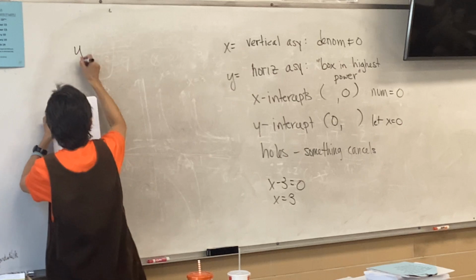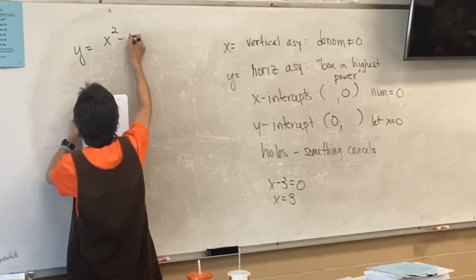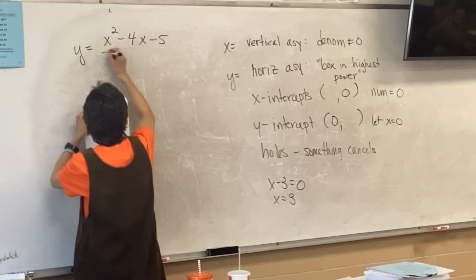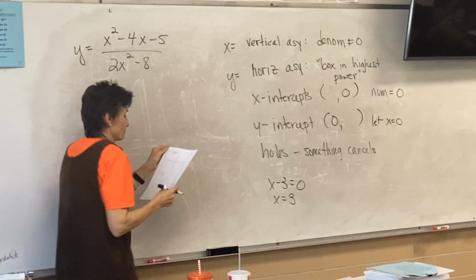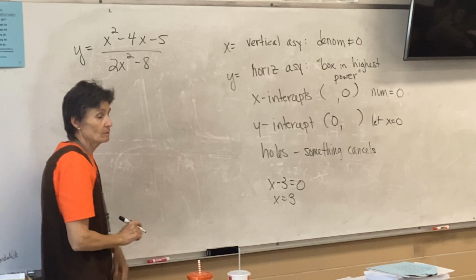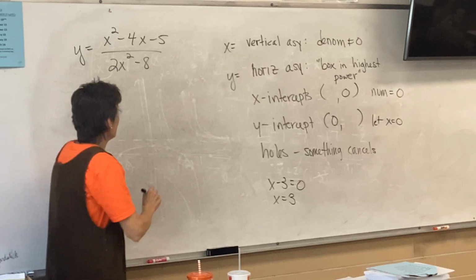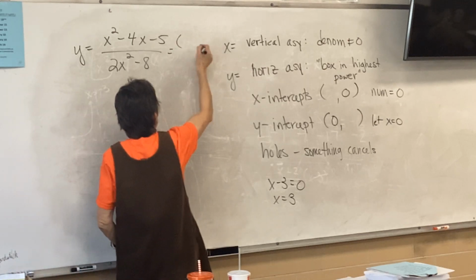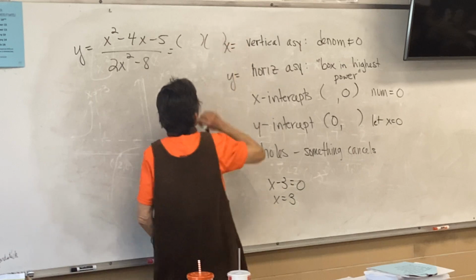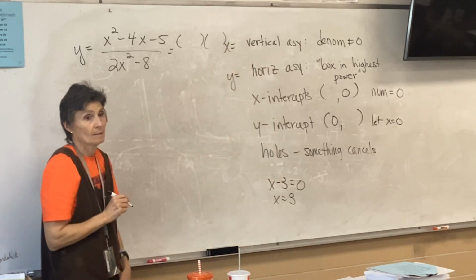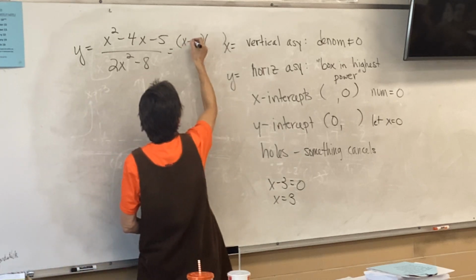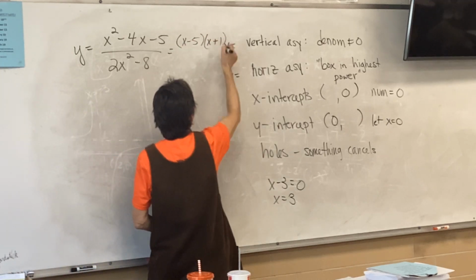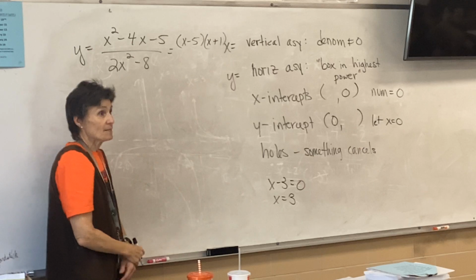Okay, take a clue from the last one we did. What do you think is going to be our first step? We're going to factor. Okay, so somebody tell me how the top factors. x minus 5, x plus 1. I think he's right.